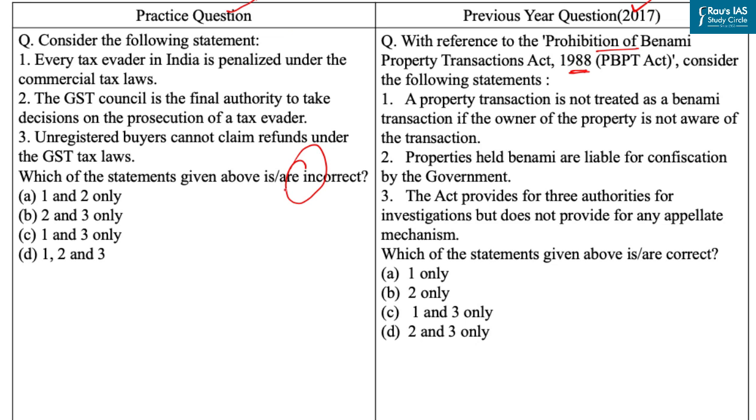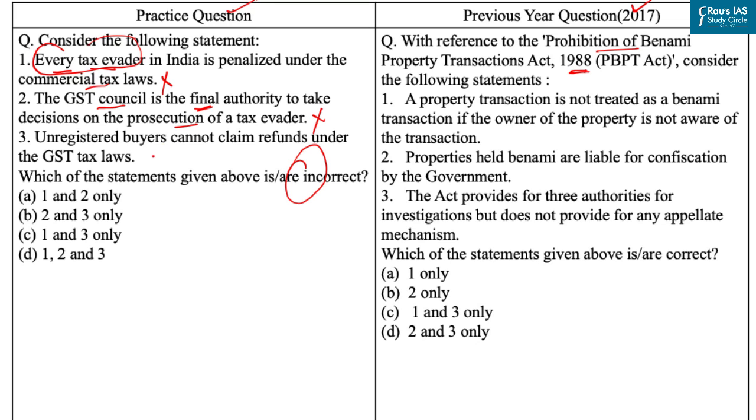Here you have to identify the incorrect statements. The first statement is, every tax evader in India is penalized under the commercial tax laws. Now, every tax evader in India is not penalized under the commercial tax laws. GST tax laws and income tax laws, along with the Criminal Procedure Code and Indian Penal Code, also define the penal provisions. So our first statement is incorrect as it is talking about every tax evader. Now let's come to the second statement. GST Council is the final authority to take decisions on the prosecution of a tax evader. Now, GST Council is the final authority to take decisions on the inclusion and exclusion of crimes of a tax evader. But the decision on prosecution is taken by a person above the rank of commissioner. So our second statement is incorrect.